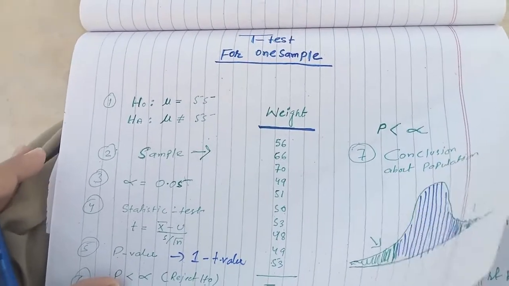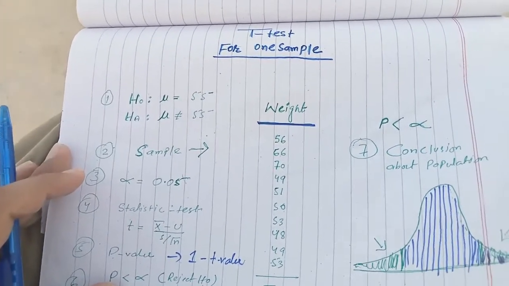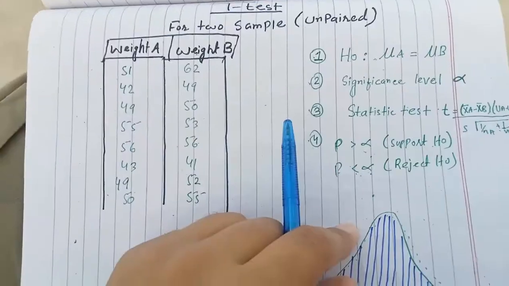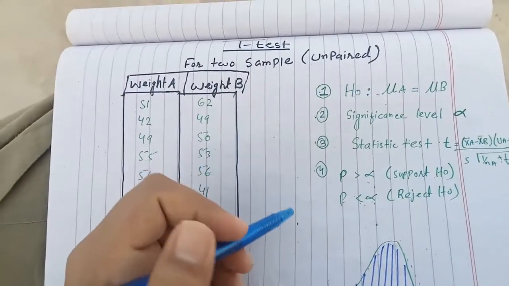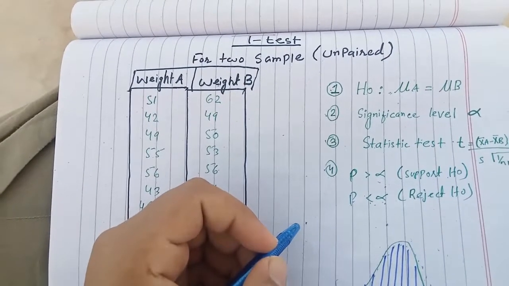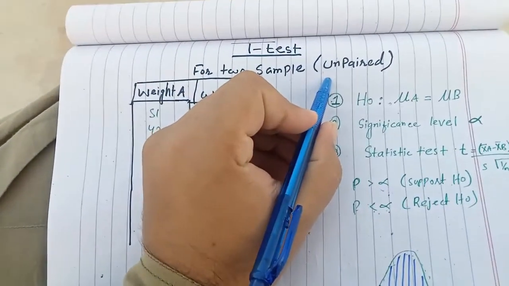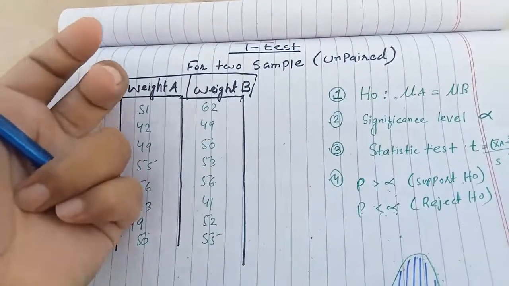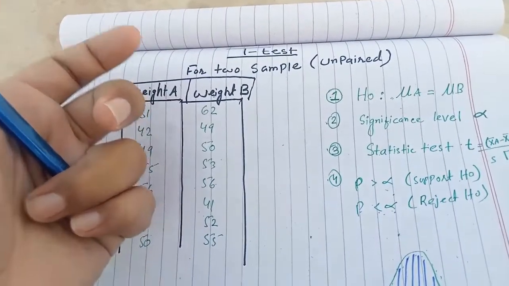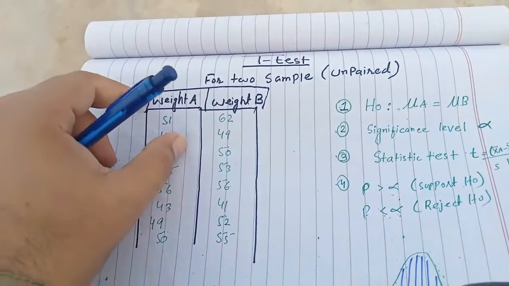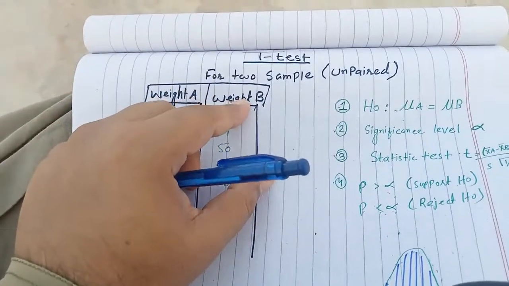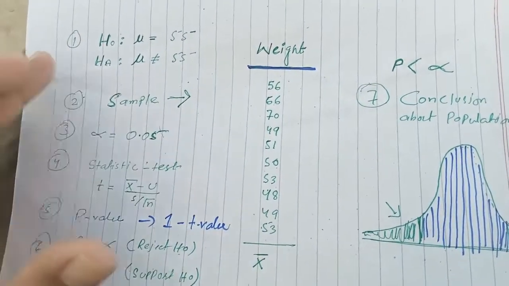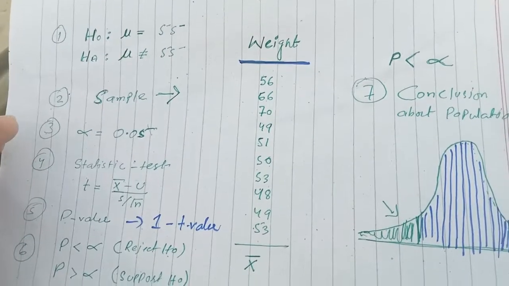Now let's discuss the two sample t-test. What is the two sample t-test? Listen, one kind of two sample t-test is the unpaired. What does unpaired mean? Unpaired means we take two different samples, sample 1 and sample 2. One is unpaired and one is paired. Now what is unpaired, and what is paired? We will discuss this right now.